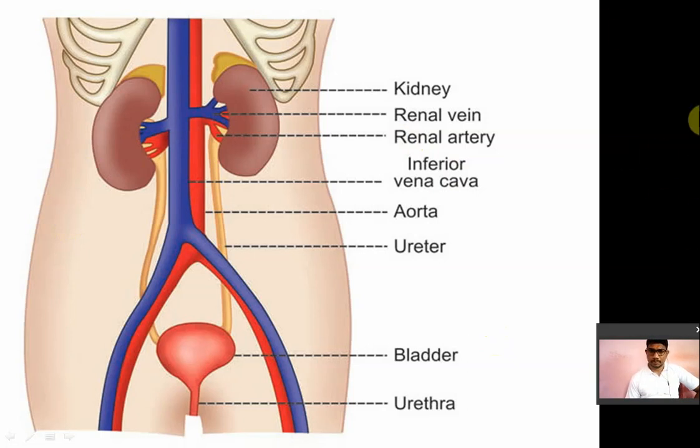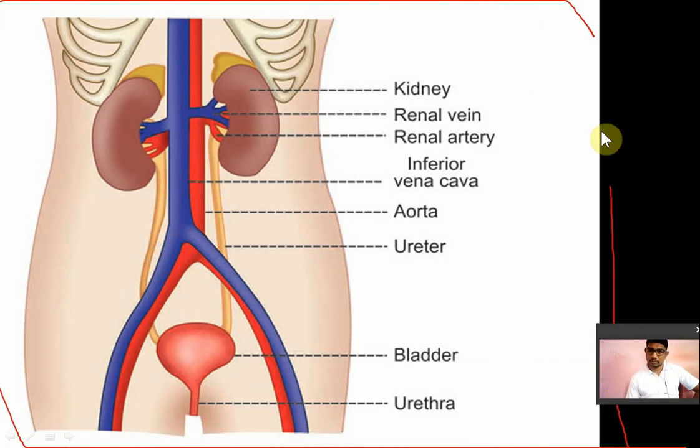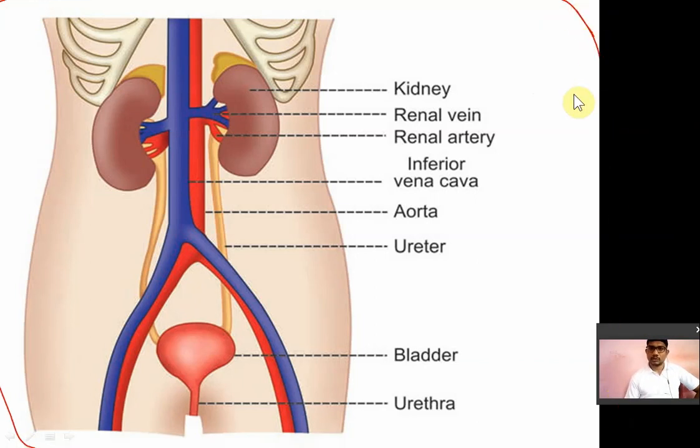Now this urinary system basically deals with the removal of metabolic waste products, for example removal of urea, uric acid, ions, and water soluble metabolites of drugs. So removal of water soluble waste products through the kidney, that is nothing but the urinary system.